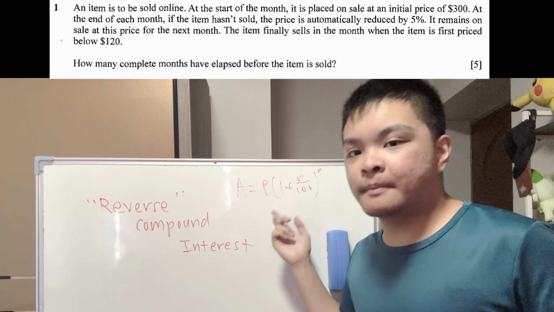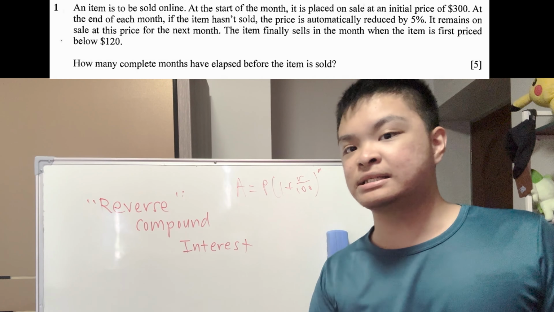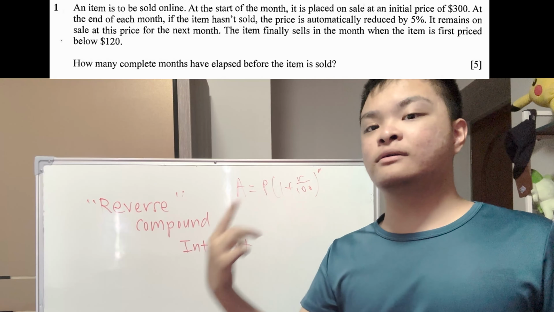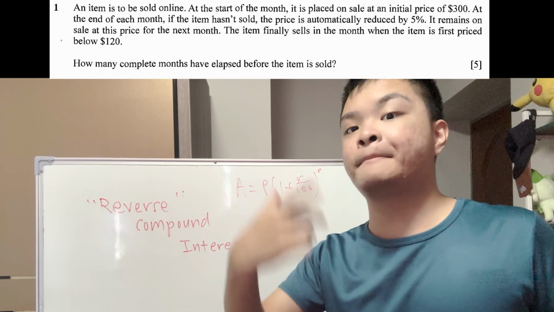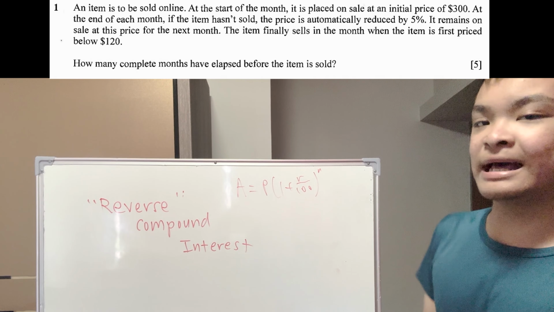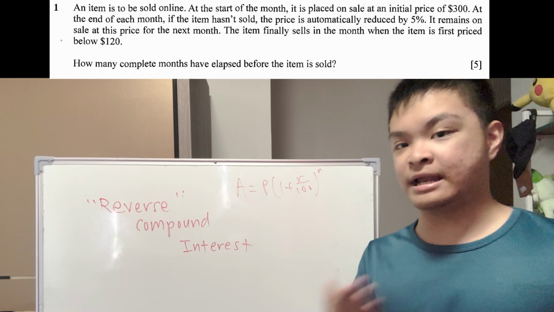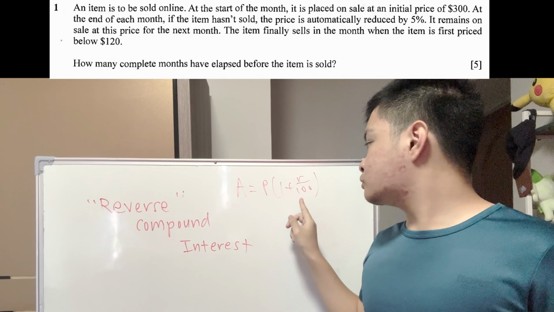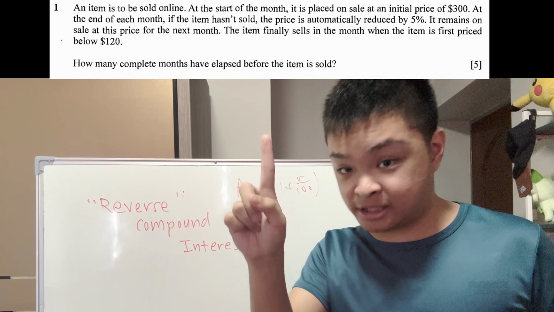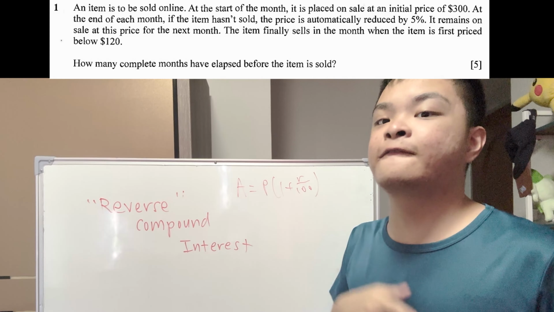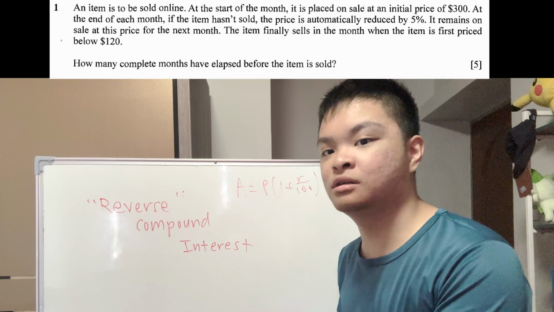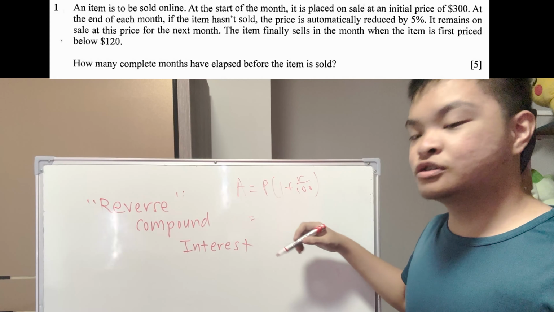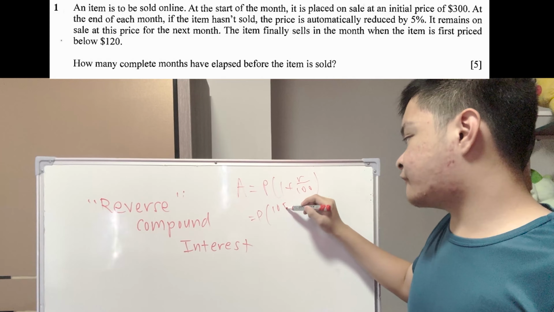Why do we have a 1 plus R over 100? That's because if I say 5% compound interest per annum, and let's not care about the power of n first, I will explain what it means. At the end of the first year, I will get 105% of my current principal amount. So if R is 5, this will be 105 over 100.